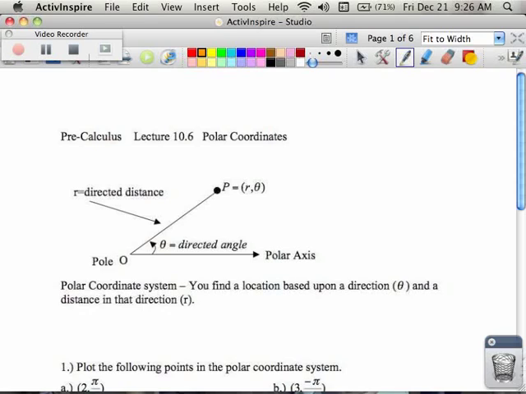We're going to be talking about polar on your calculator. Later on, you'll notice that there is a mode that says POL, which stands for polar. And there's some vocabulary that's kind of important when you're working with polar.